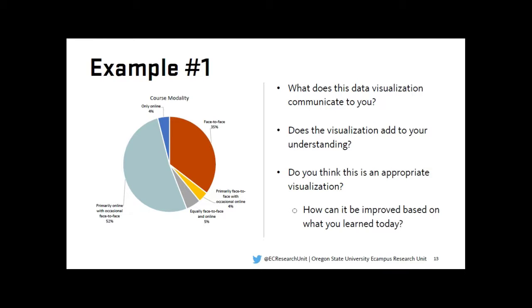So here's a lovely pie chart again. Let's think about the focus we've been talking about: the visualization telling a story, communication, and understanding. What does this data visualization communicate to you in our pie chart? What do you get from this? You can't read the words, right? That's intentional in this case, maybe. This says primarily online with occasional face-to-face. So this is the big slice that you're seeing, correct? Yes, 52%. And this one over here is face-to-face at 35%. Those are what you're visually drawn to typically, the biggest slices of the pie, and then there are all these little ones.